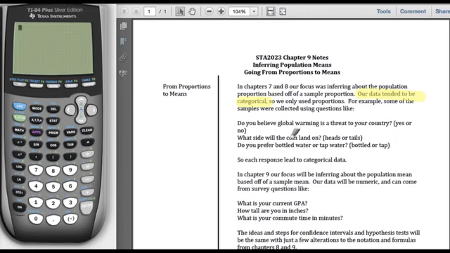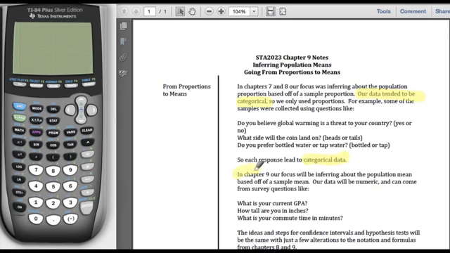For example, one scenario we looked at was, do you believe global warming is a threat to your country? The answer is either yes or no. That would be categorical data you're collecting. What side will the coin land on when you spin it on the table? Would it be heads or tails? Do teenagers prefer bottled water or tap water? Those results, once again, would be categorical.